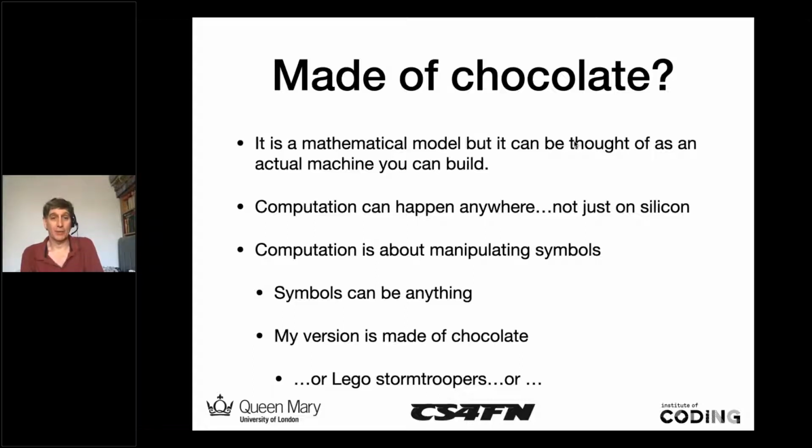Where is that idea coming from? Well, this is something you can build. The idea is computation is not something that happens on silicon. It's not something that is only to do with computers as we think of them now. What computation really is about is manipulating symbols, and symbols can be anything. They can be pictures, but they can also be like my version, which is going to be made of chocolate, or Lego Stormtroopers, or buttons, or whatever else you want the symbols to be, as we'll see.